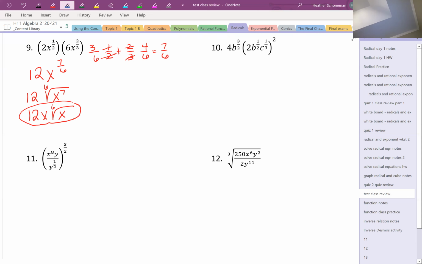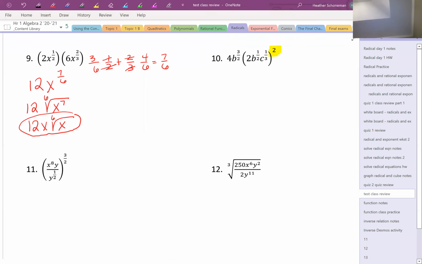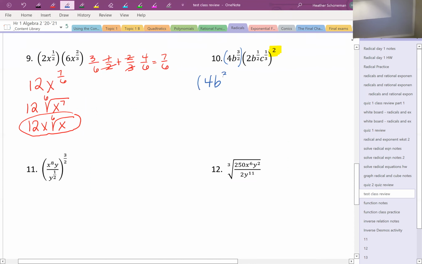Okay, number 10 is still multiplication. The problem is that we've got this power in there. So we have to deal with the power to a power first before we can do the multiplication. So this first group over here doesn't have a power to a power. It doesn't change. So I just have 4b to the 3/2.